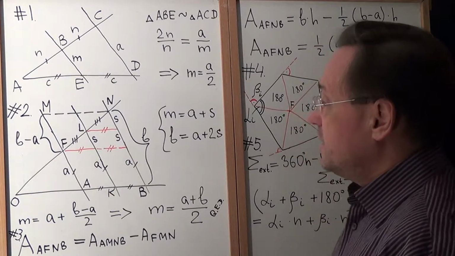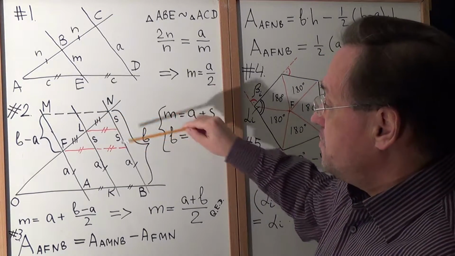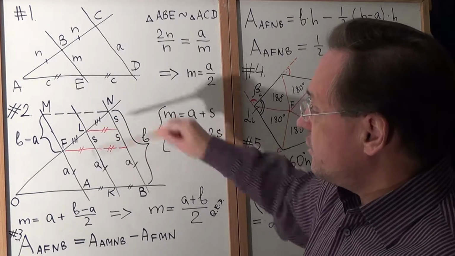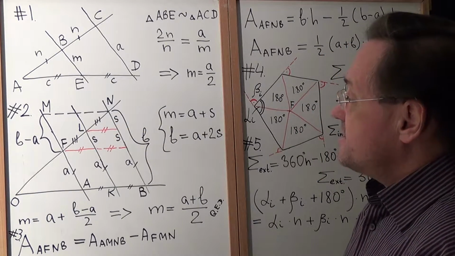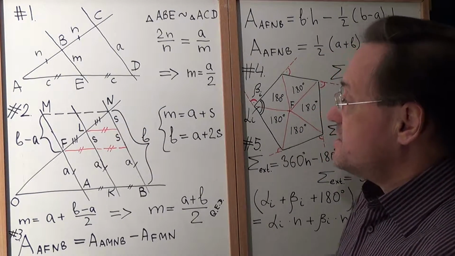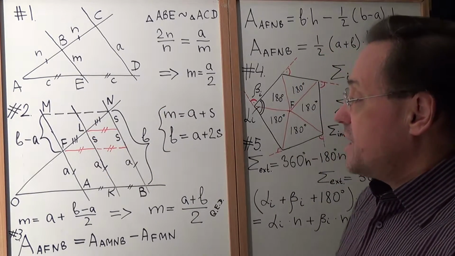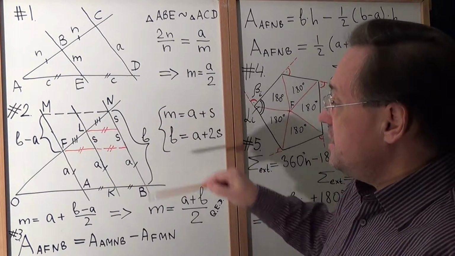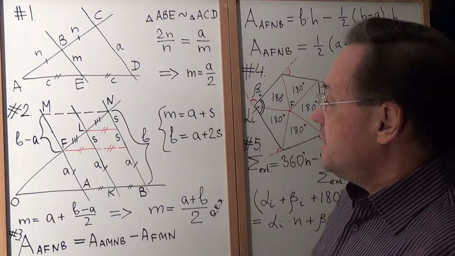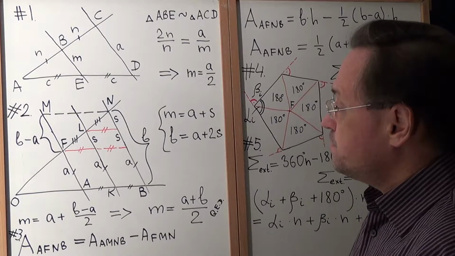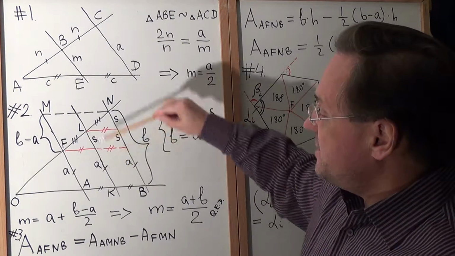Similar to triangle. Definition: midline KL of a trapezoid is a line segment that connects two midpoints of two legs of a trapezoid. So we have trapezoid AFNB, legs FN, AB, midline KL.